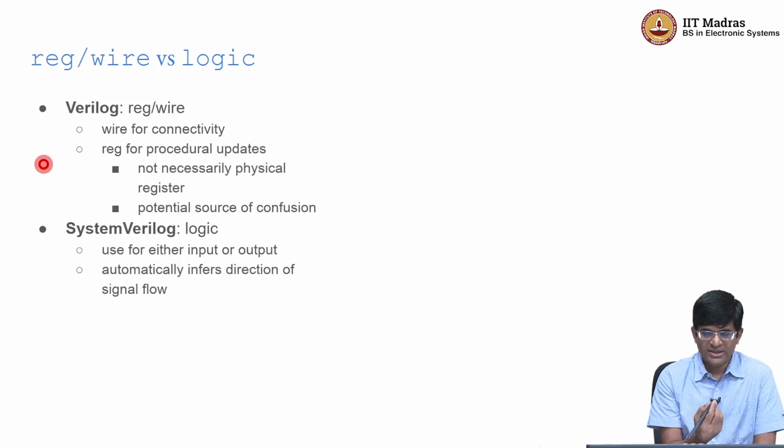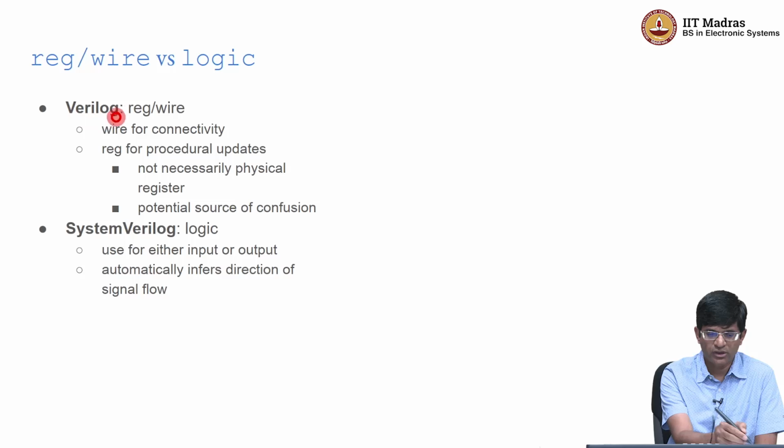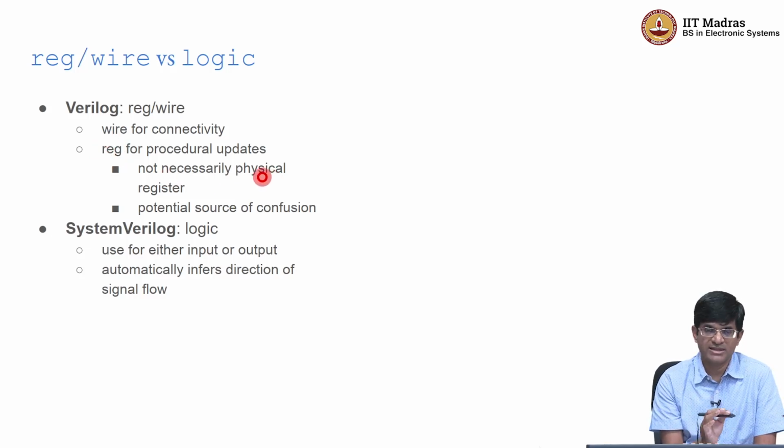So just once again, talking a little bit about reg and wire versus logic. The original notion of Verilog used two different keywords, reg and wire. Wire was used for connections and reg is used for so-called procedural updates, that is to say, when I want to assign a value inside an always or an initial block. And like I said, the important thing is that a reg does not necessarily correspond to a physical register. This is a common source of confusion. Please be very clear about it. There is no guarantee that something declared as reg in Verilog actually becomes a register or a flip-flop.